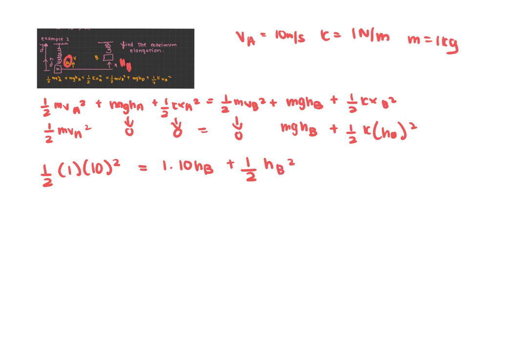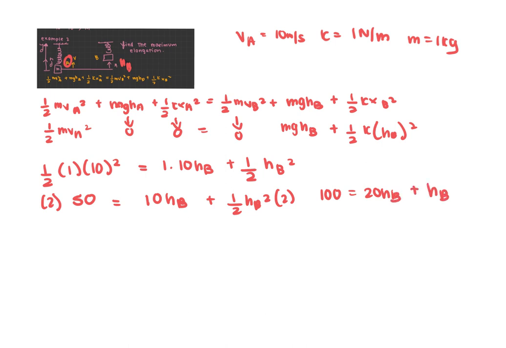Now, this is basically equal to 50 equals 10 HB plus half of HB squared. Now, to make this problem easier, we'll multiply everything by 2, so that we have 100 equals 20 HB plus HB squared, of course.